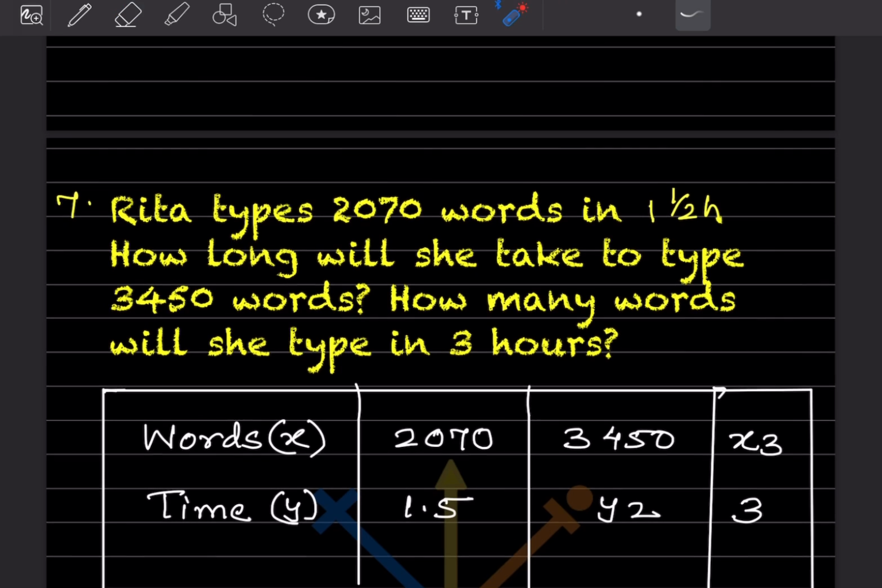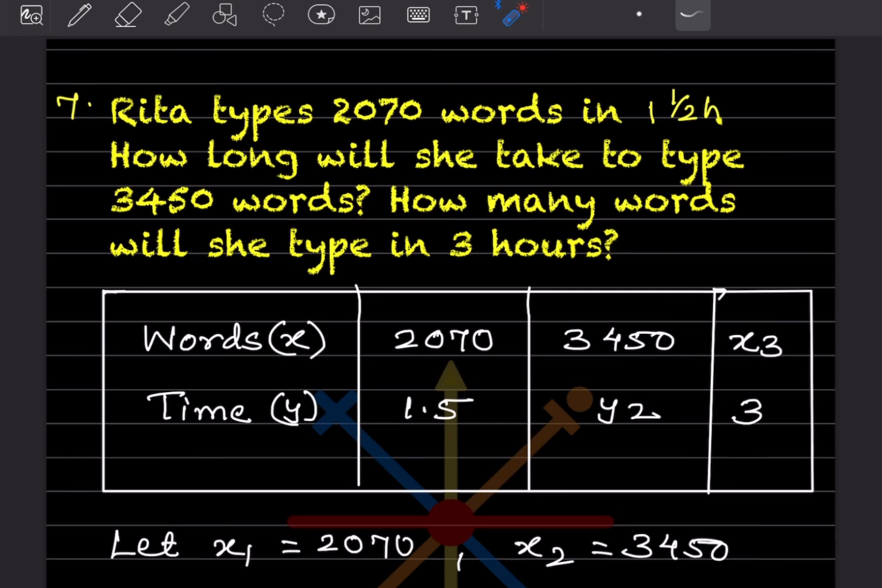Rita types 2070 words in 1.5 hours. How long will she take to type 3450 words? How many words will she type in 3 hours? So now again we can do this with the help of the table. So there is the words and the time. So we can consider this as x and this as y.